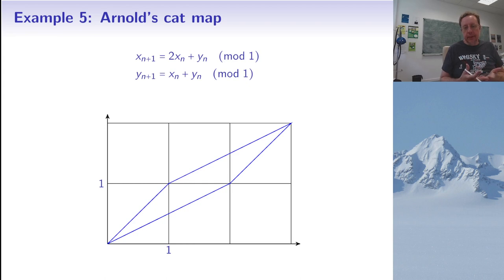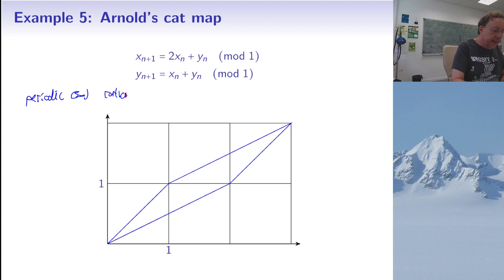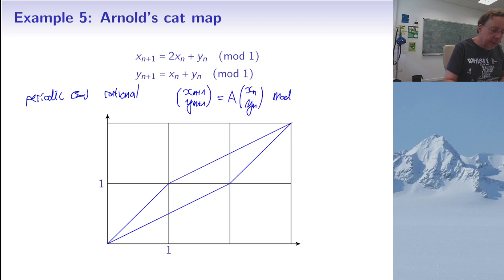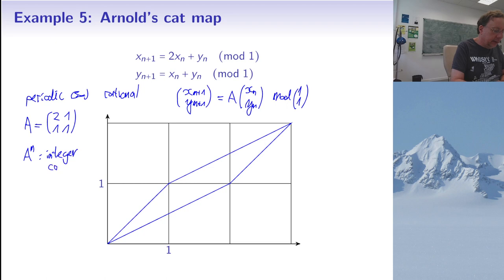Now this map is a bit harder to analyze than the dyadic map. We cannot use this decomposition in base 2, but it has very similar properties, and in particular it has the property that an orbit is periodic if and only if the coordinates are rational numbers. So how do you see this? Well, I can write this map as (x_{n+1}, y_{n+1}) equals the matrix A times (x_n, y_n), modulo 1, and A is the matrix (2 1; 1 1), and you can see that any power of A consists of integers. It has integer components, or integer elements, which are actually Fibonacci numbers.